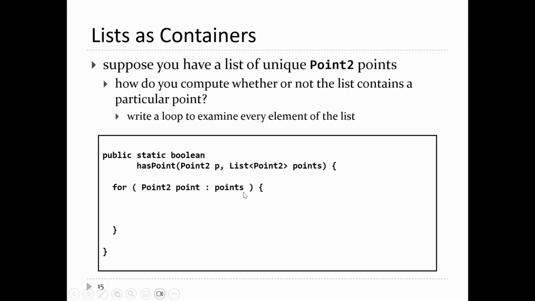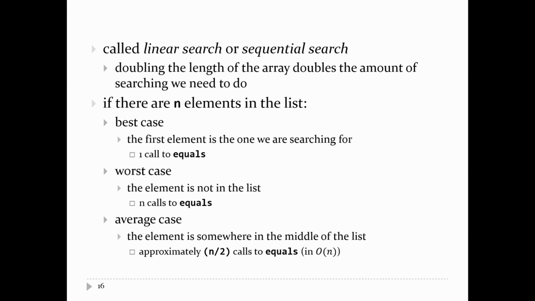To implement this, you would just write a loop. So for each point in points, in other words, for each point in this list, if an element of the list is equal to the point p that you're looking for, you can return true. So you just search all the elements in the list. As soon as you find one that's equal to p, you return true. So you're using equals here to determine equality. If you search all of the points in the list and you don't find one that's equal to p, you return false. Hopefully you can all do that. That's just a straightforward sequential or linear search.